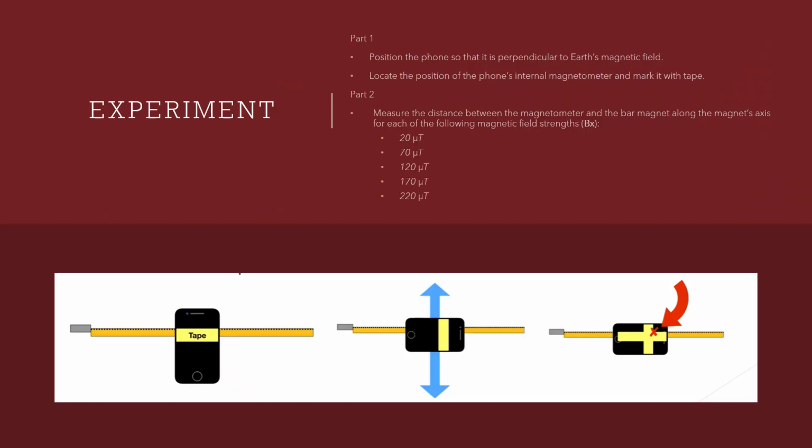For the actual experiment, we first positioned the phone so that it was perpendicular to Earth's magnetic field. Then we located the position of the phone's internal magnetometer and marked it with tape. For the next part of the lab, we measured the distance between the magnetometer and the bar magnet along the magnet's axis for each of the following magnetic fields seen below.